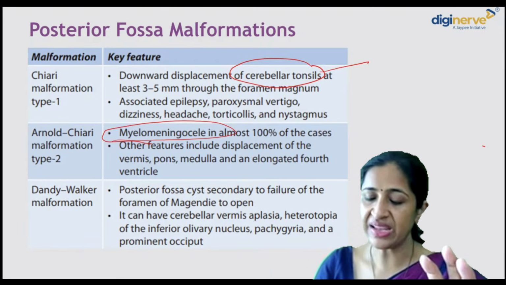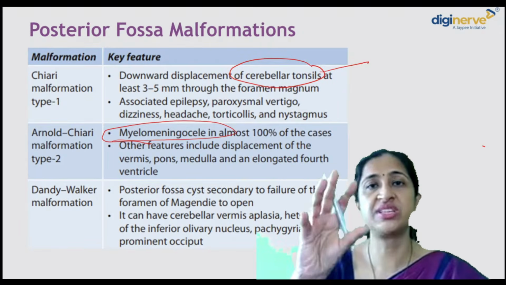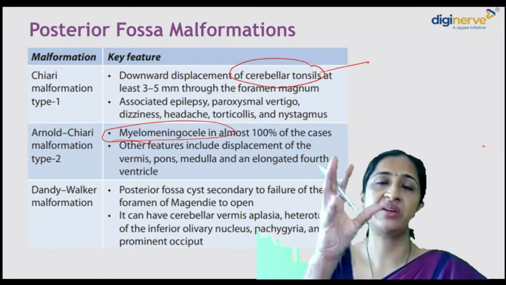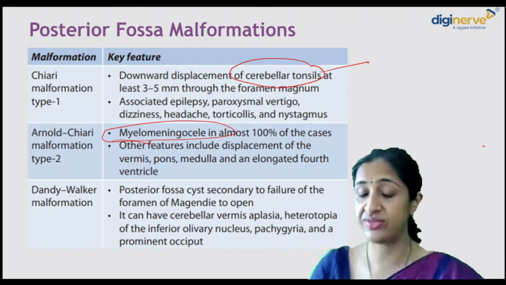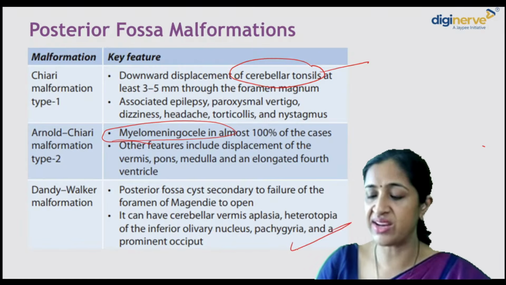Okay. Dandy-Walker is a huge cyst. It will be like a small empty dark area at the base of the brain where you're expecting the nice configuration of cerebellum. Okay. So that is Dandy-Walker malformation.